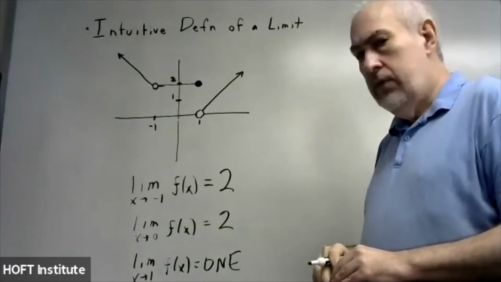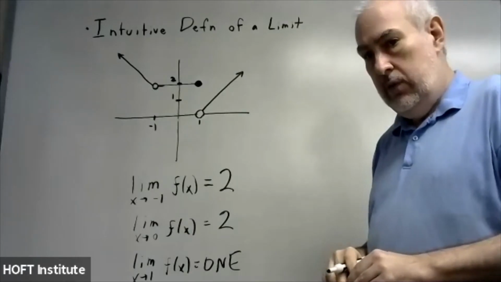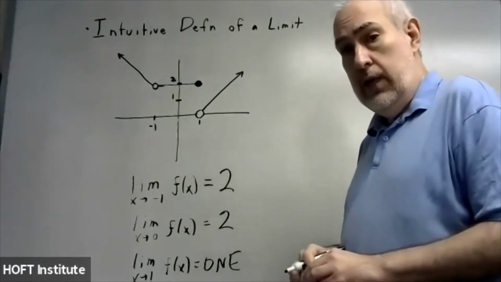And another common example would be when you have vertical asymptotes. Let's look at an example with vertical asymptotes.